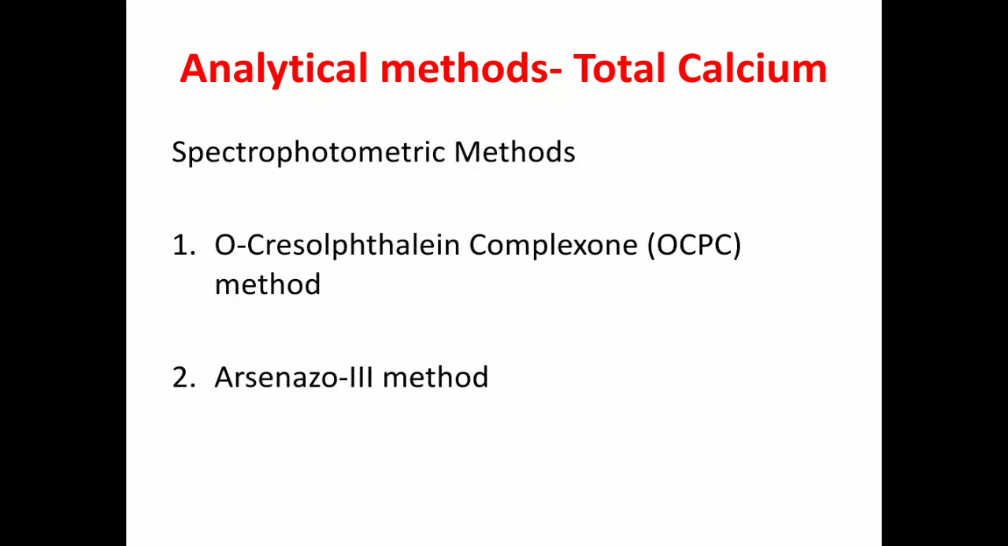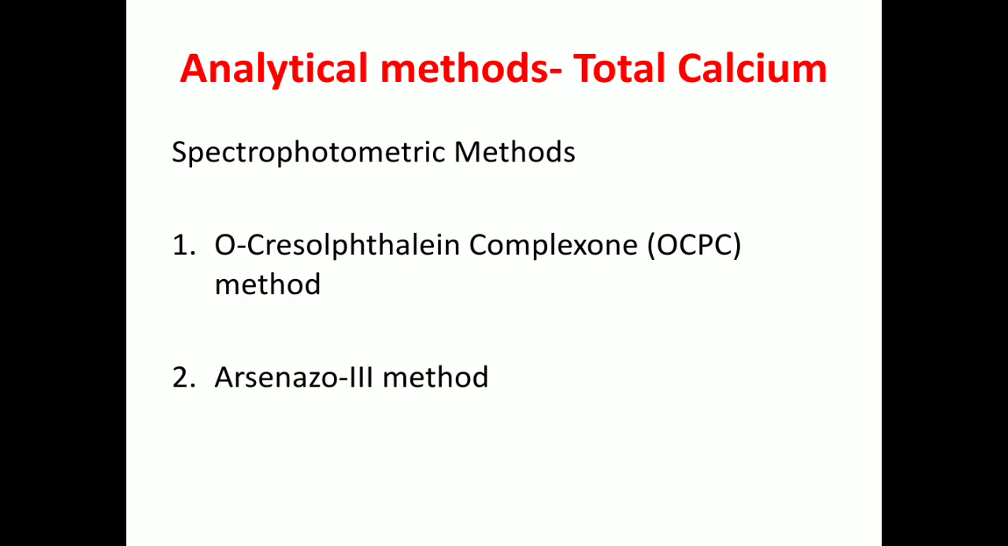So let us now directly go to the analytical methods. Let us first discuss the total calcium. How do we measure the total calcium? In our labs, usually it is the total calcium that we measure most commonly. Total calcium is measured usually by spectrophotometric or colorimetric methods, which we do either in a semi-auto analyzer or in the auto analyzer.